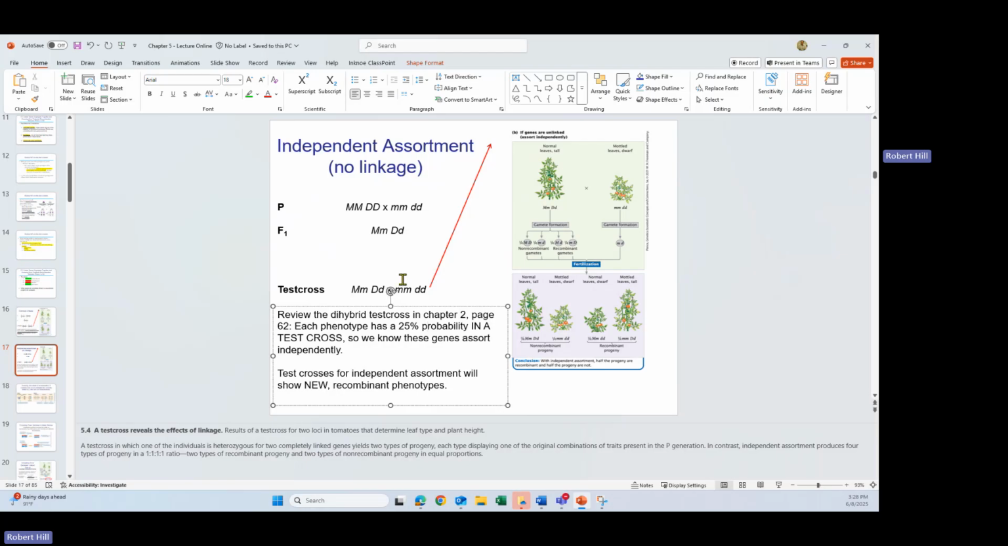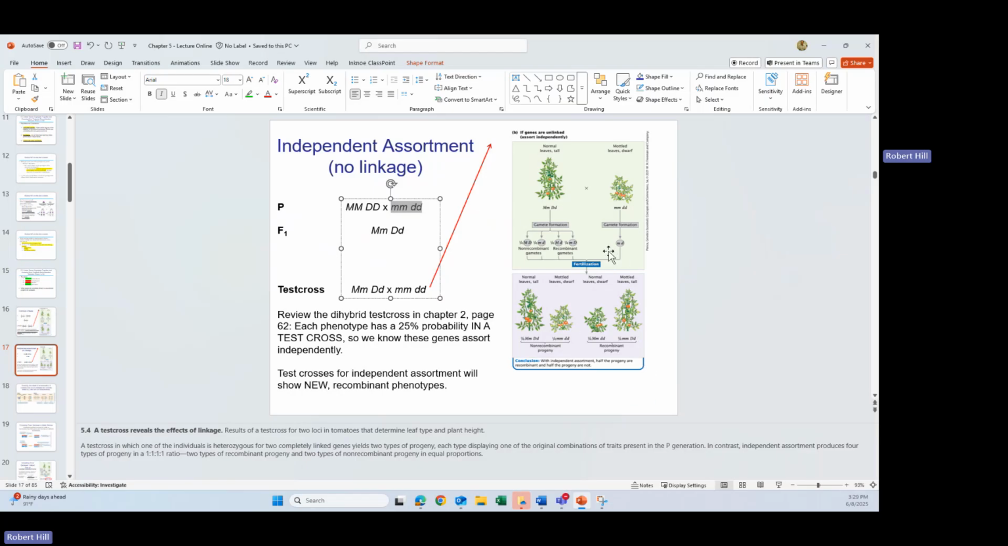When we do a test cross, right, where we take our P generation here, homozygous dominant versus a homozygous recessive, you get an F1 generation that's heterozygous. And now we're going to test cross this. When we test cross this with this, our progeny was always 25% of each of those different phenotypes. All right. And if you see, you do have recombinants in instances where you're doing independent assortment. There's no linkage going on.